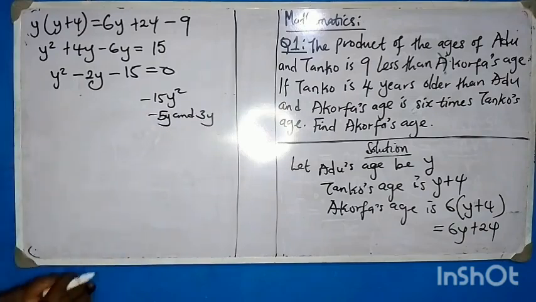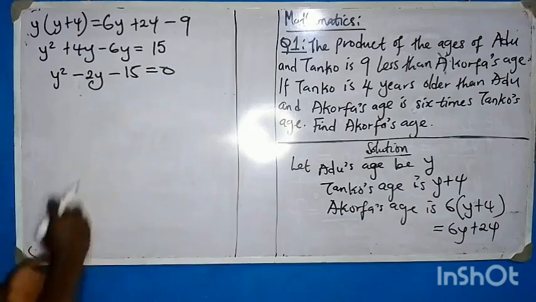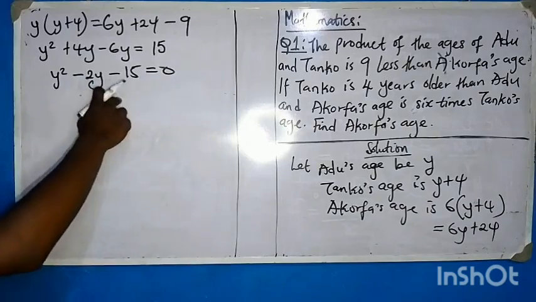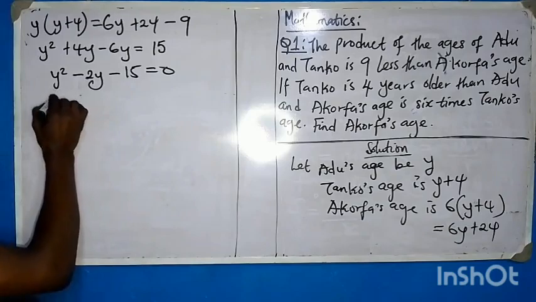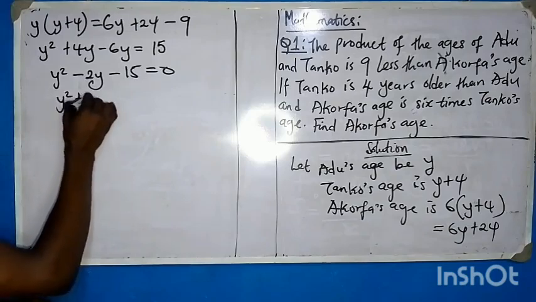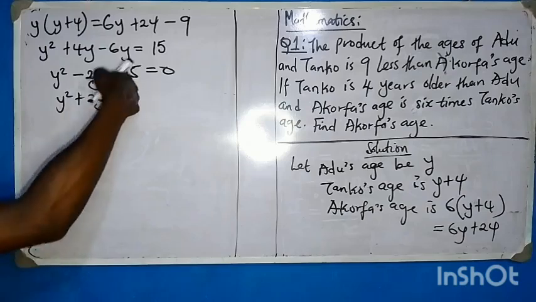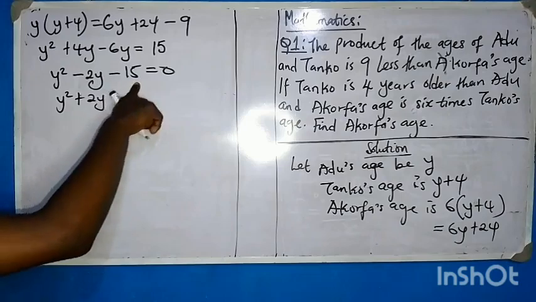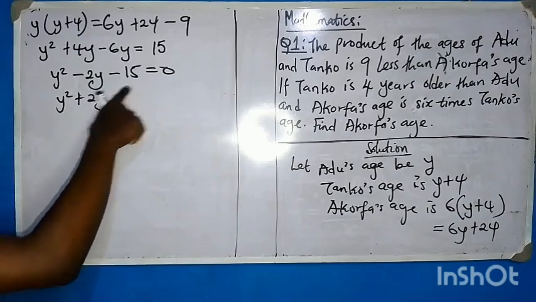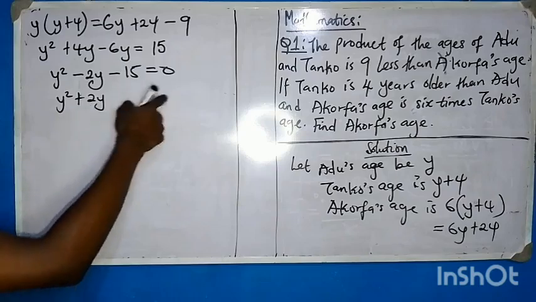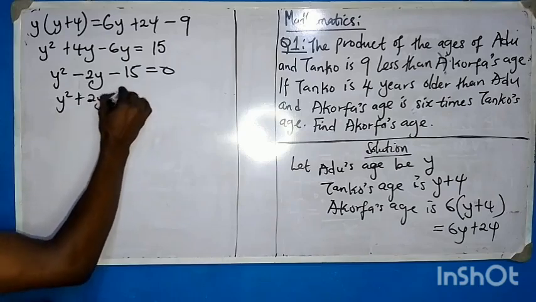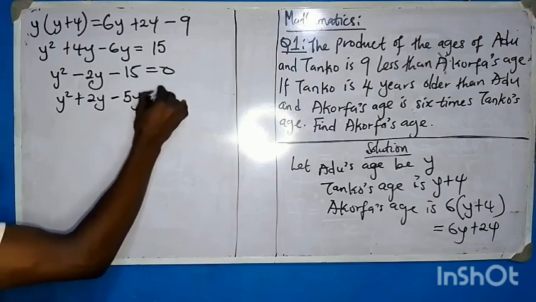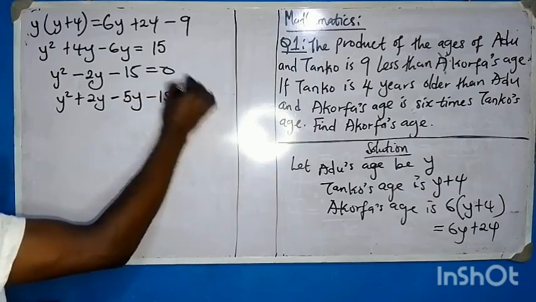Alright, so we rewrite this. We replace minus 2y with minus 5y and plus 3y. So we are going to have y squared plus 3y. Let's start with the plus because of the 15. 3 and 15 have something in common to be factorized. That's why I'm writing 3 before the 5. Now minus 5y minus 15 is equal to 0.